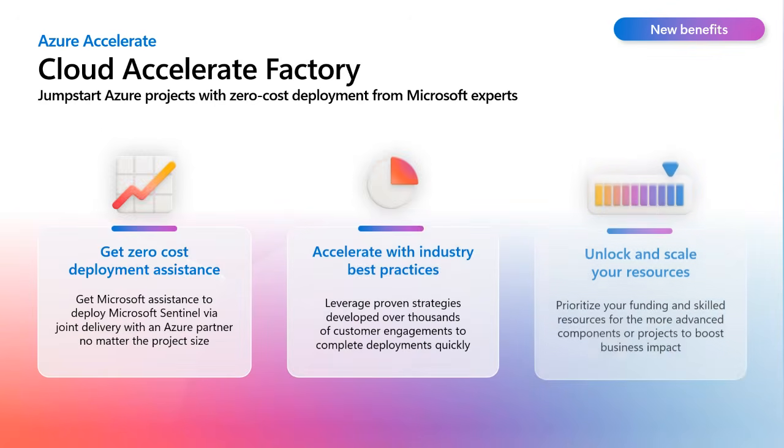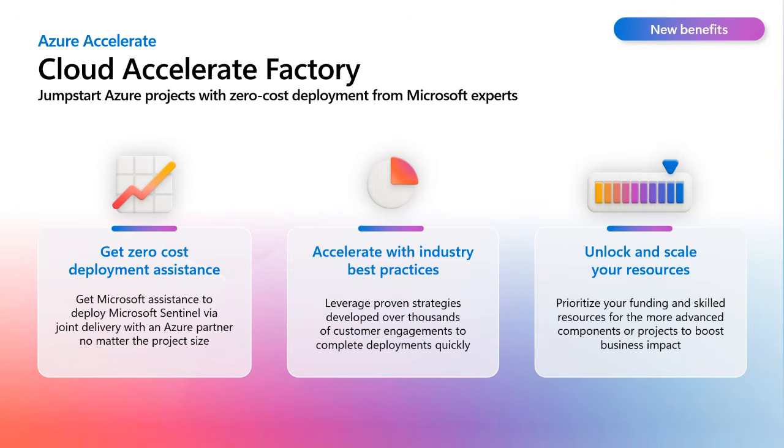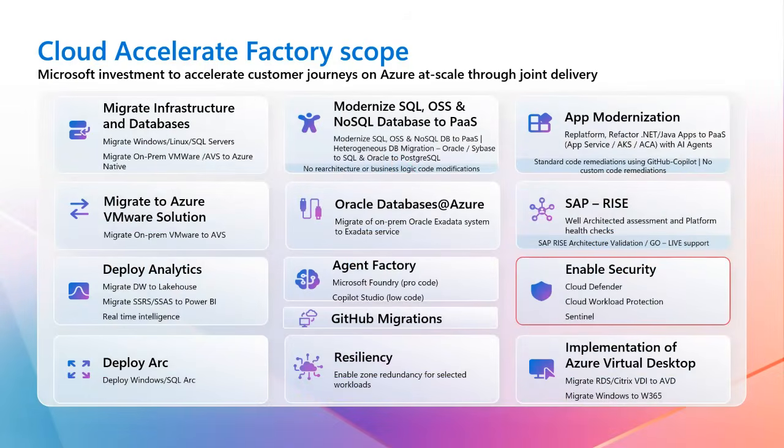So essentially, this is a zero-cost deployment assistance available to eligible customers that can get you started to deploy Microsoft Sentinel and to migrate from Splunk and QRadar to Sentinel. This also works in a joint delivery model together with your selected Azure partner, and can help you get started very quickly on Sentinel and also in line with industry best practices. So this is really an amazing offer to boost and get value out of Sentinel very, very quickly together with Microsoft experts. So you might have heard about the Cloud Accelerate Factory before.